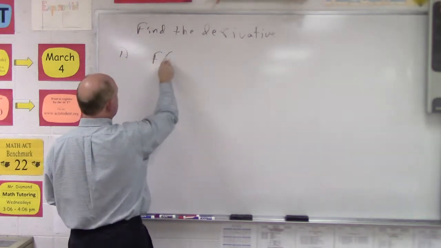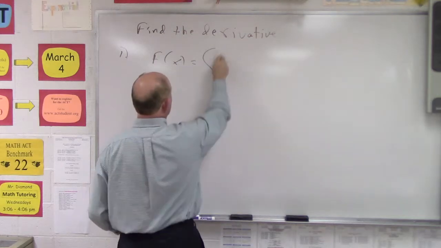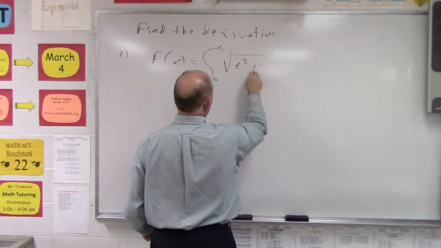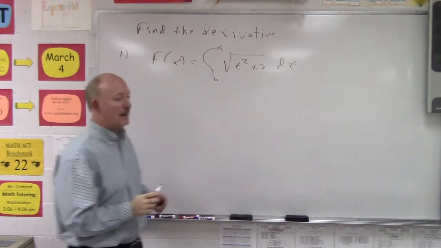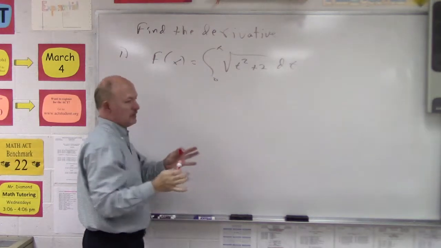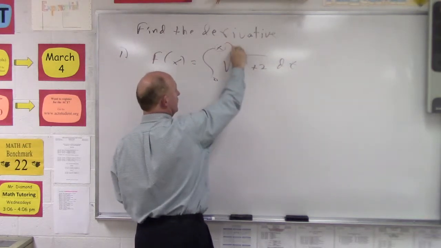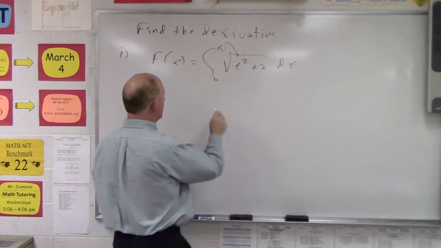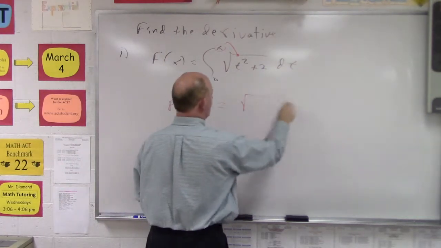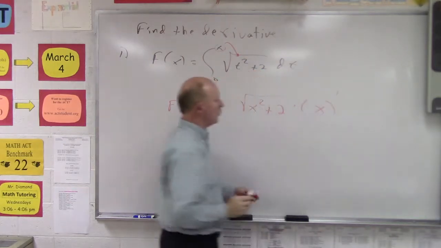So let's take this function right here. F of x is equal to the integral from 0 to x of the radical t squared plus 2 dt. Let's find the derivative. Remember, we're going to use a shortcut here. This is the chain rule. All we have to do is take the upper bound, substitute in for t, so f prime x is going to be equal to the square root of x squared plus 2 times the derivative of x.